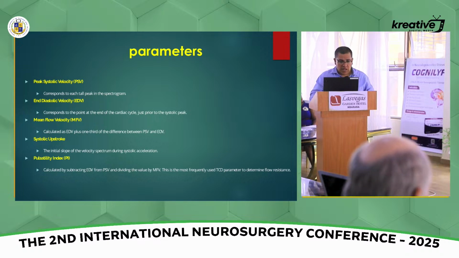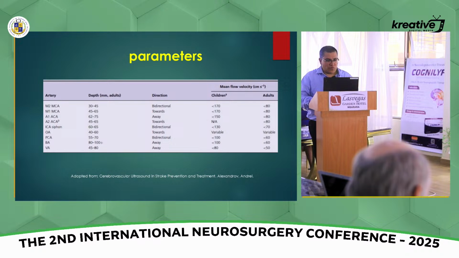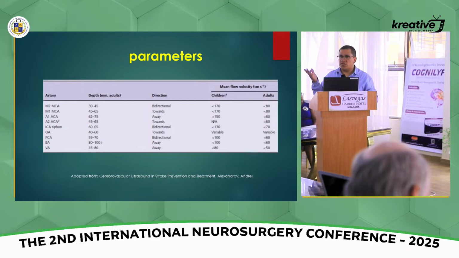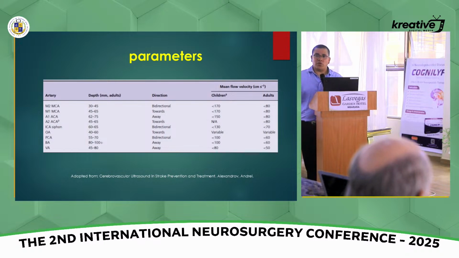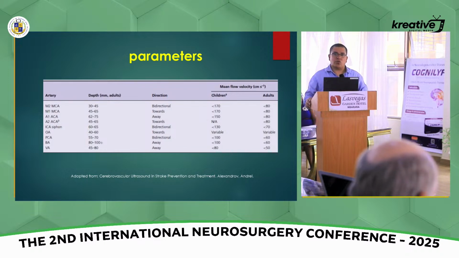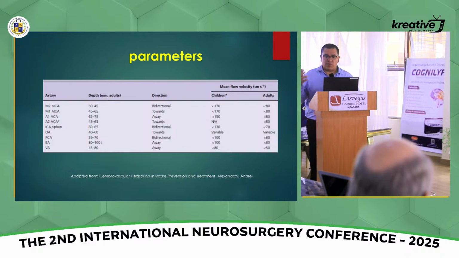And here are some normal parameters of the velocities in children and adults, and that's basically what we use at our institution as well. When the velocities in the MCAs are above 120 the majority of the time, then we start getting concerned, and also if the peaks are above 200.